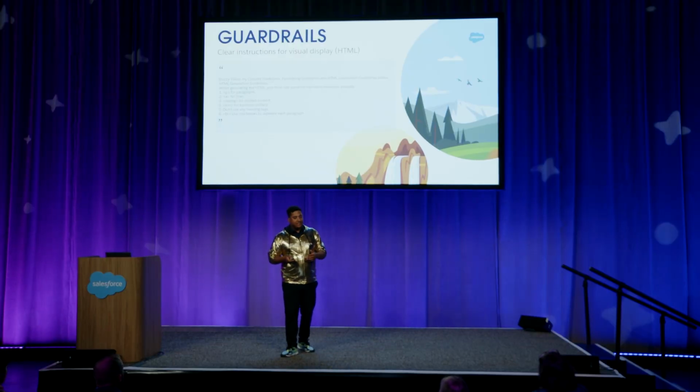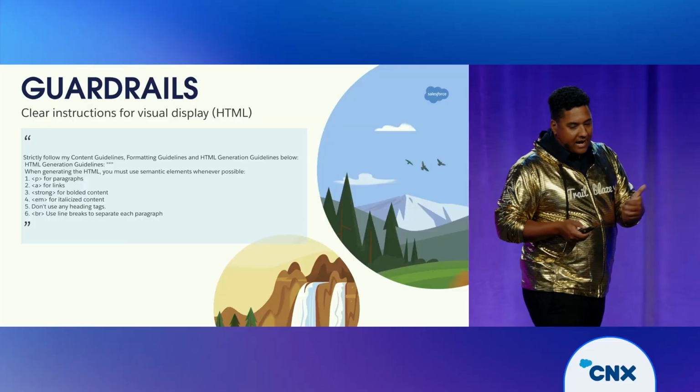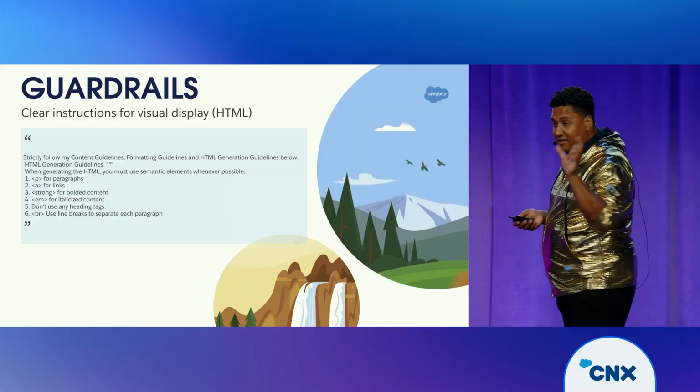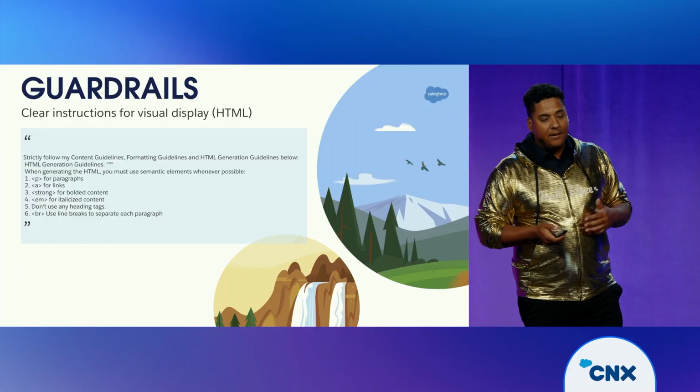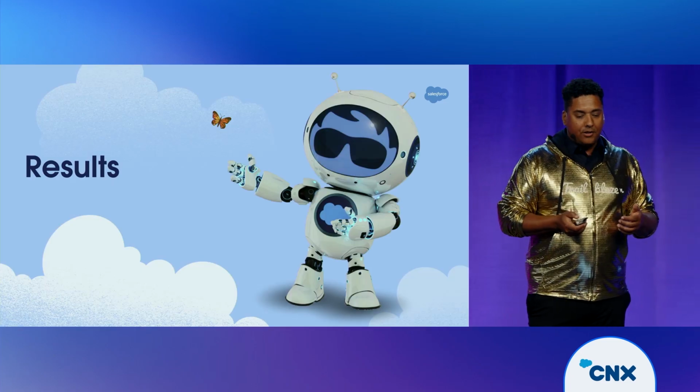And you can see here some examples of HTML guardrails that I've put on my agent. Line breaks, anchor tag for links, use the strong tag for bold content. Again, being very specific on how I want it to handle the HTML. And then we'll take a look at the results.